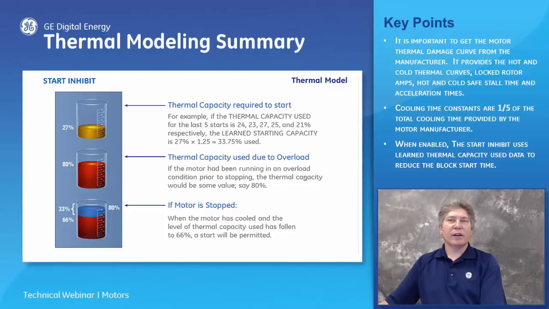Now, if the motor trips offline with 100% thermal capacity used, the thermal capacity will start to decay, and when the thermal capacity used value reaches 66%, that is 100% minus 34, then the motor start block is removed and the motor can be restarted. Using the start inhibit feature decreases the amount of time you have to wait before the motor can be restarted.